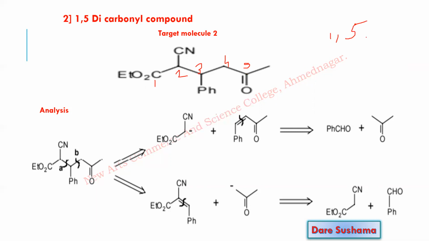If there is a 1,5 relation, what is the best disconnection? The best disconnection is always a 2,3 disconnection or a 3,4 disconnection. So which is the best? That is, in the direction of 2 or in the direction of 4. Among these two, which is the more substituted carbon? Number 2 is the more substituted carbon. So disconnect the bond in the direction of 2. So of course, this other disconnection is ruled out.